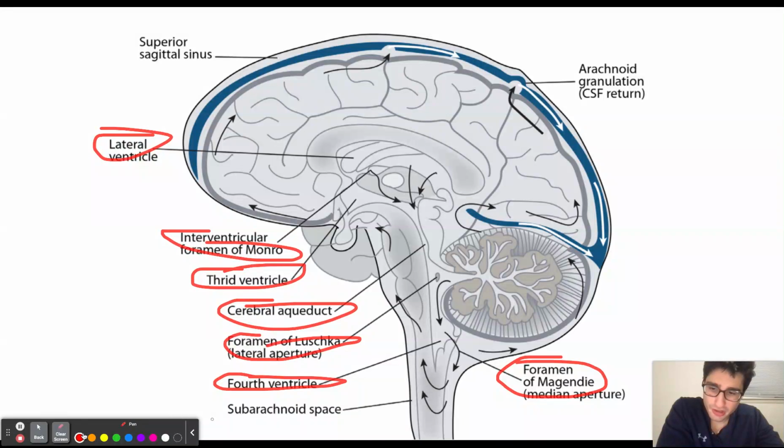Now, normal pressure hydrocephalus, also known as communicating hydrocephalus, is going to occur when the CSF is not going to be able to flow from the fourth ventricle into the arachnoid granulations. So the arachnoid granulations are not going to be getting the CSF. As a result, there's going to be a backup of CSF, and so the ventricles are then going to be filled with CSF, and then they can dilate.